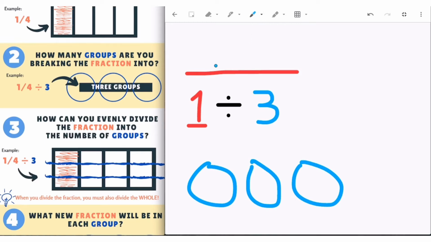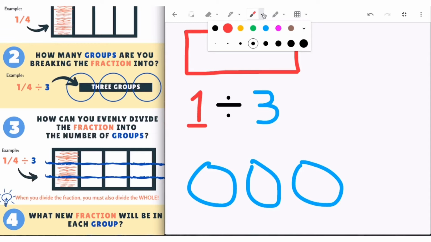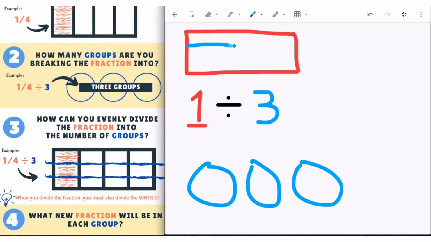So to evenly divide this whole, and I'm going to draw it like this so we can see it a little bit better. I have 1 whole. To evenly divide this whole, I'm going to divide my whole into 3. So 1, 2, 3. Now I'm thinking to myself, how many pieces do I have altogether? I have 3.